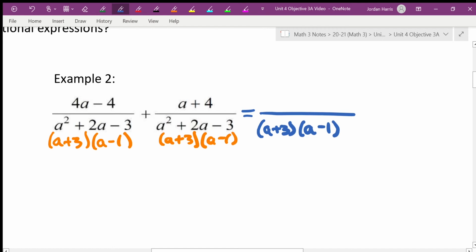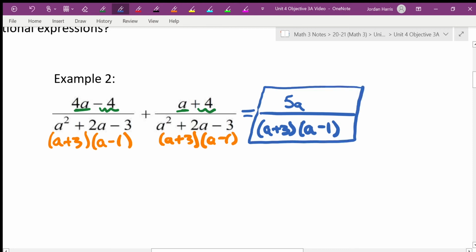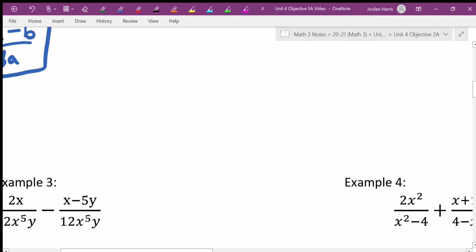I'm just going to do it right here instead of writing it out. So I have the a terms and the constant terms. In this case, 4a plus 1a is 5a. Negative 4 plus positive 4 is 0. So that's it. Can't factor the top. The bottom has pluses, so those things are glued together, meaning can't simplify. I'm done.